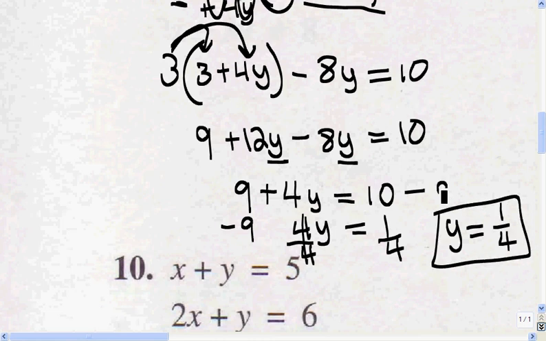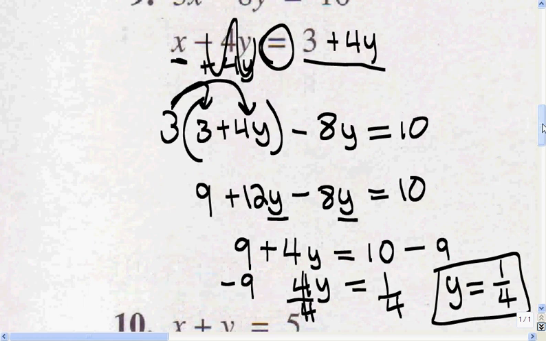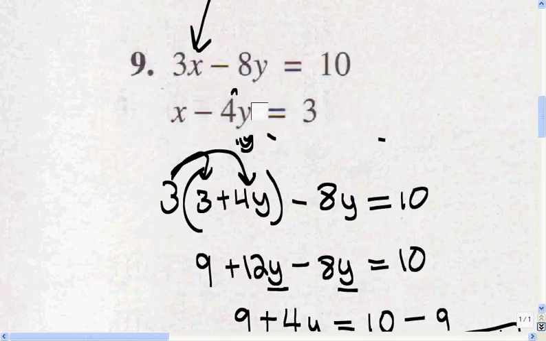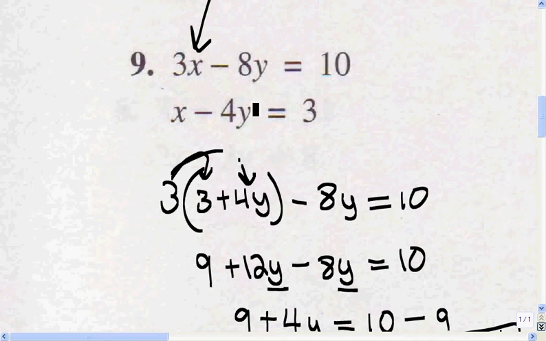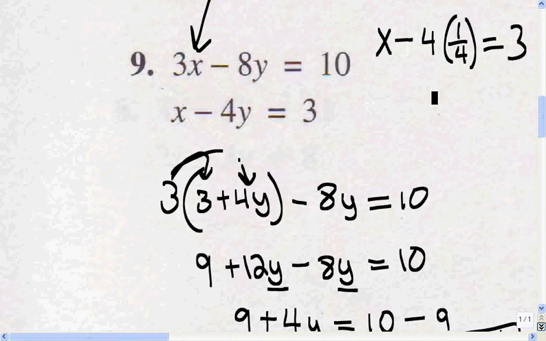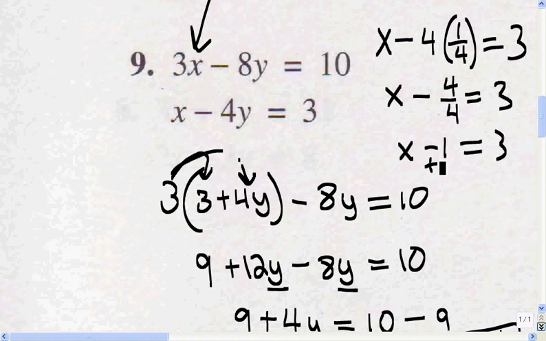So now I know what y is, so I'm going to plug it back into my equation here to solve what x is. So x minus 4 times 1 over 4 equals 3. x minus 4 over 4, because 4 times 1 is 4, so I get 4 over 4 equals 3. And then x minus 1 equals 3. And then I'm going to add 1 here, so I get x, so this equals 0, plus 1 and minus 1 equals 0, x equals 3.